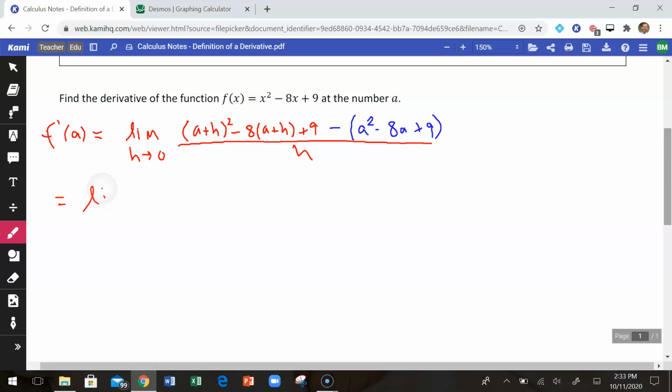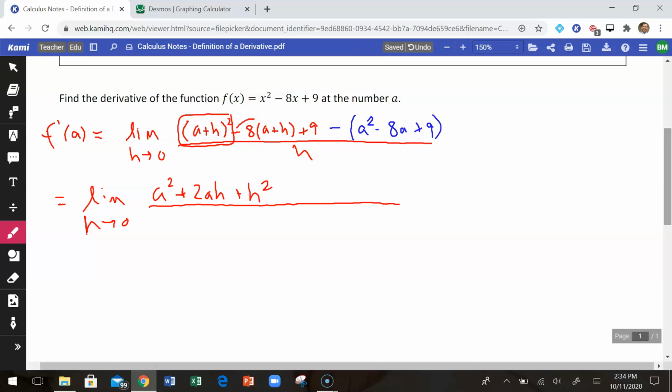This can be done in as many or as few steps as it takes, so it depends on how good you are at algebra. A plus h squared: when I do a plus h squared, that is a squared plus 2ah plus h squared. I'm going to distribute my negative 8, so minus 8a minus 8h plus 9. Then I'm going to distribute my negative here, minus a squared plus 8a minus 9, and that is all over h.